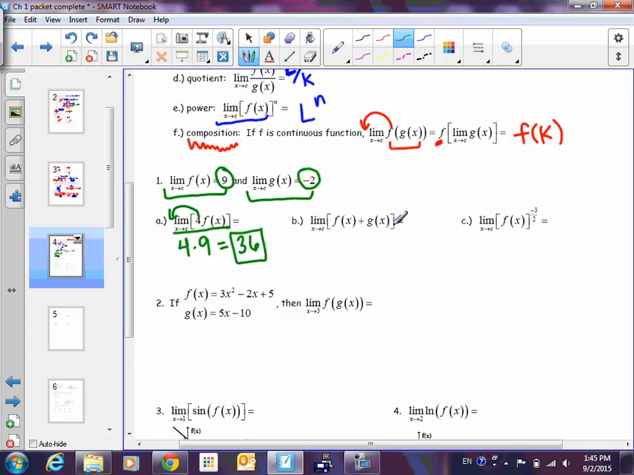So what do you think about B? What are we going to do here? I can't actually add two functions that I don't know what they are. But I can add the two limits. This does not work for everything in math, by the way, but it does work for limits. And that's good news. All right, what about C?